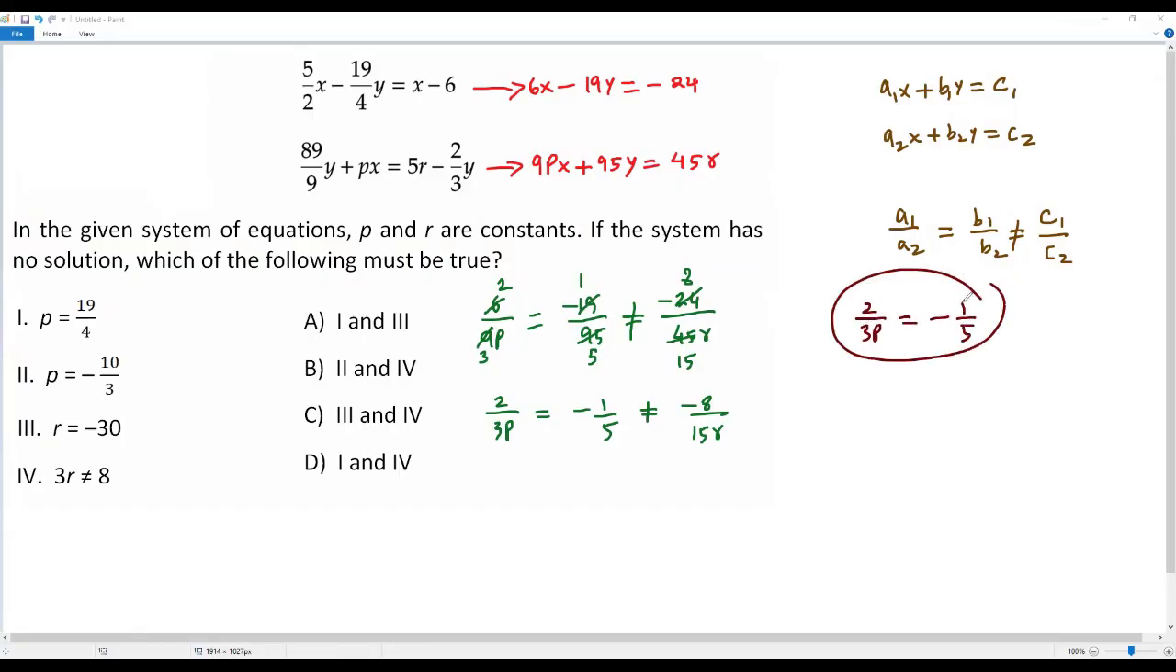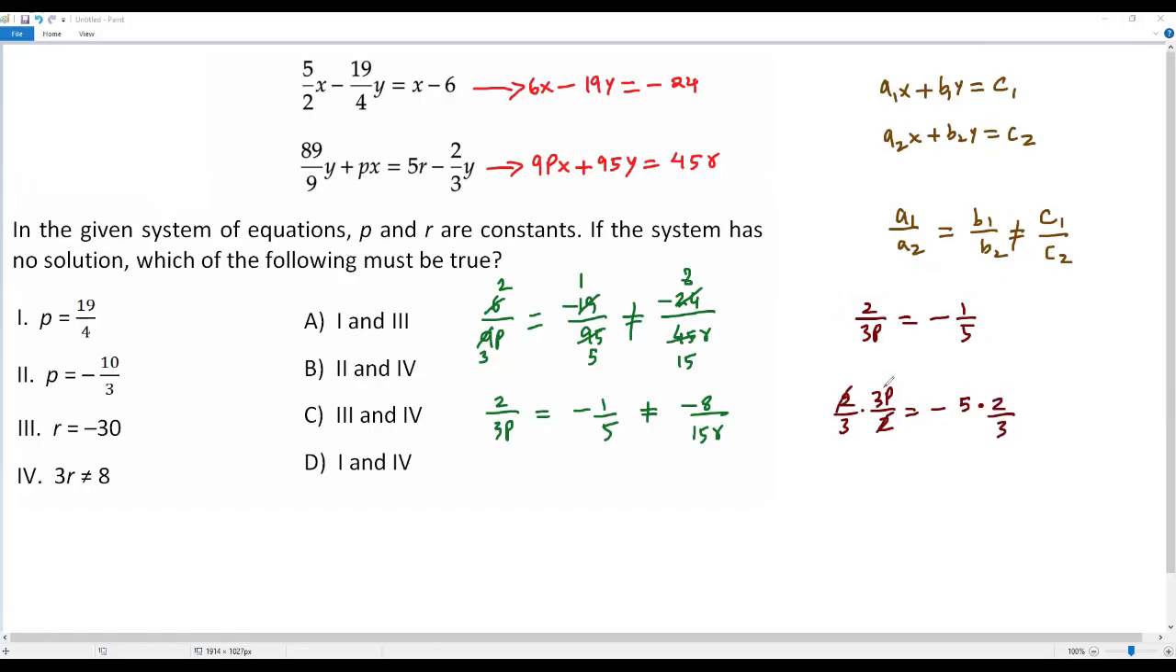Okay, now let me take the reciprocal on both sides of this equation. The reciprocal of this one is 3p over 2. And here we can take this negative sign as it is. When I take the reciprocal of 1 over 5, it's just 5. Okay, now to solve for p, we have to multiply both sides of this equation by the reciprocal of 3 over 2, that is 2 over 3. Let me multiply on the left side by 2 over 3, on the right side also by 2 over 3.